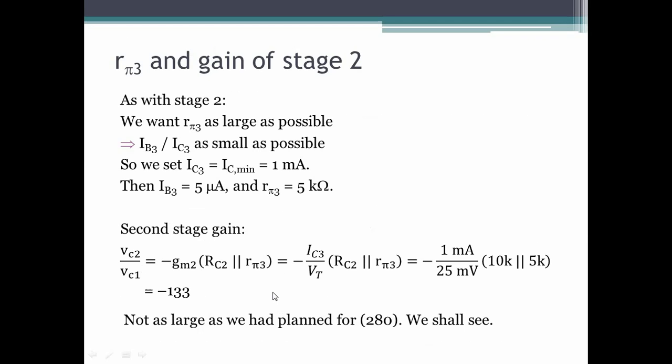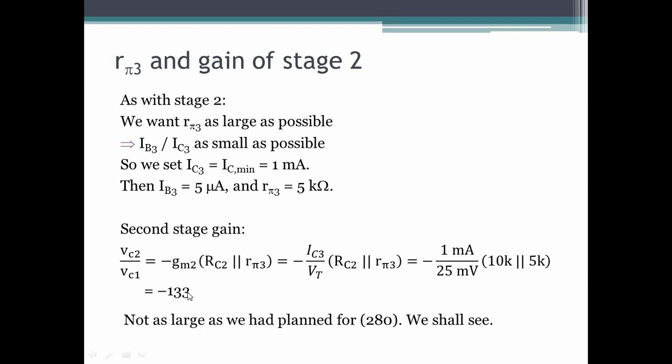So then let's find the gain of the second stage with this value of RC2. So we already saw that the expression of the gain is this. We are saying R pi 3 will be 5 kilo ohms. So we have all the numbers. So the gain turns out to be minus 133. It's not as large as we had planned. We had planned for 280.